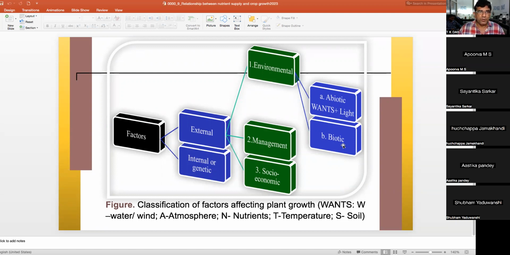They can reduce the growth, whatever levels of nutrients you supply, but that will be immaterial if your crop is eaten or consumed by the pest. Then abiotic factors are your WATSL, plants' WATSL. W for water, A for atmosphere or air, and N for nutrients. So here nutrients are a factor of the growth, and T is for temperature, S is for soil, and L is for light. So these are the factors which affect the growth.